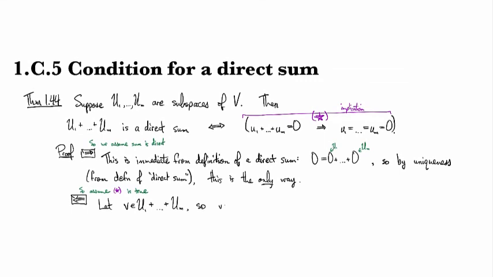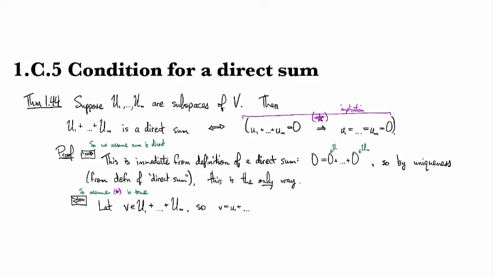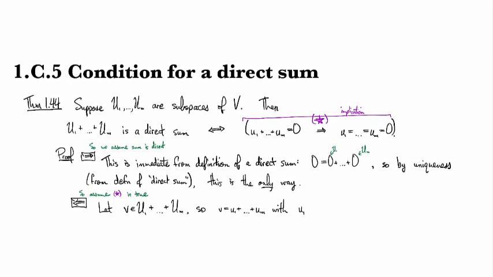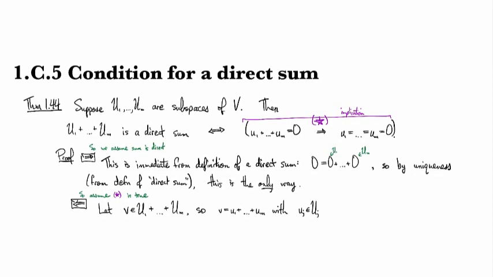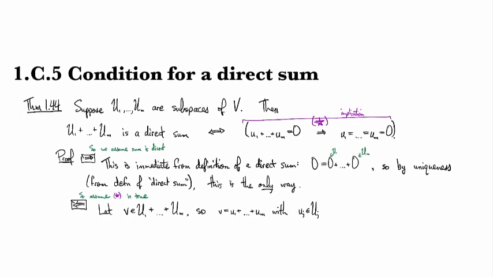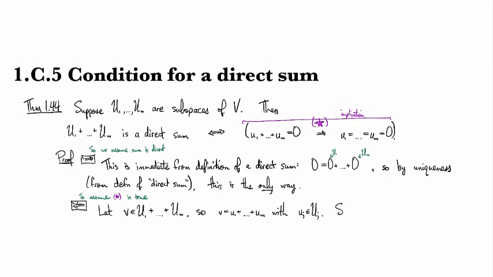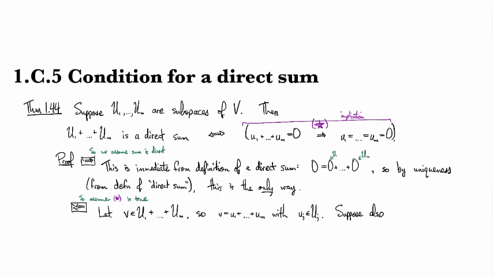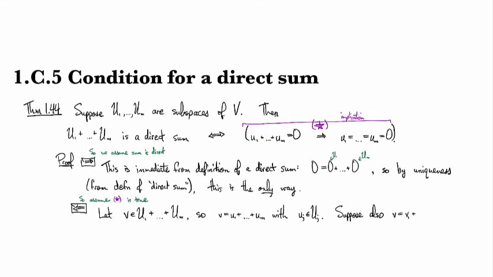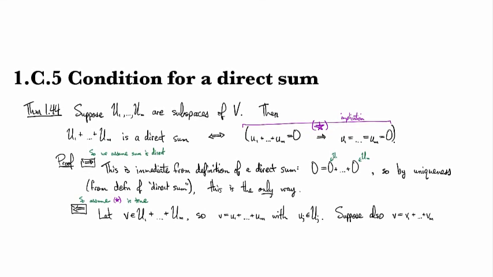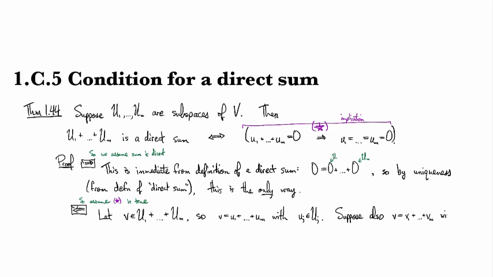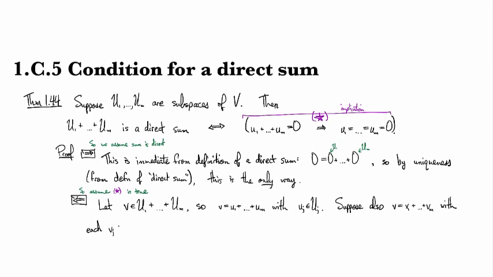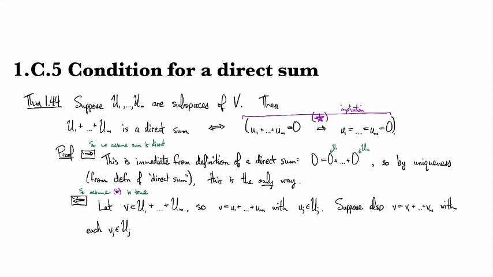So then that means that V can be written as U1 plus through UM, with each little uj being an element of big Uj. All right, suppose there was another way to write it. So suppose also that V looks like V1 added up through these other little V's, where each Vj is in capital Uj.